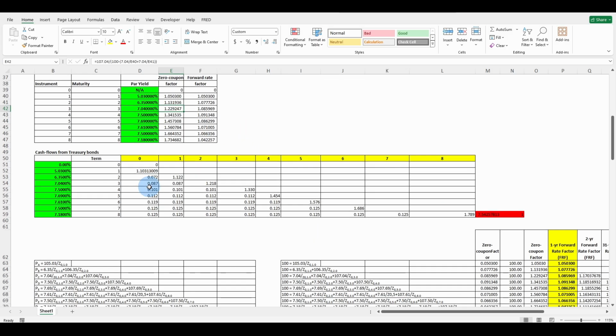Here are cash flows from treasury bonds. Okay, what are we doing? We're taking D40 up here times E50, which is going to be the timeline, E50, which is going to be 1, times E40, go back up to the 0, plus E40. And this is going to give us this price. And then our cash flows are just going to follow.